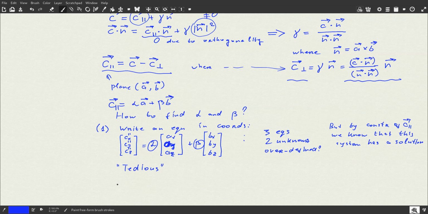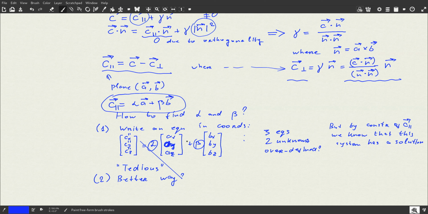So I don't recommend it. Any better way? Any better way of how we can solve it? Remember, we are solving this: C parallel, A and B are known. So when we write it in coordinates, we get a system of three equations and two unknowns, but we do know that the system is consistent. We have to solve it. Okay, any better way?